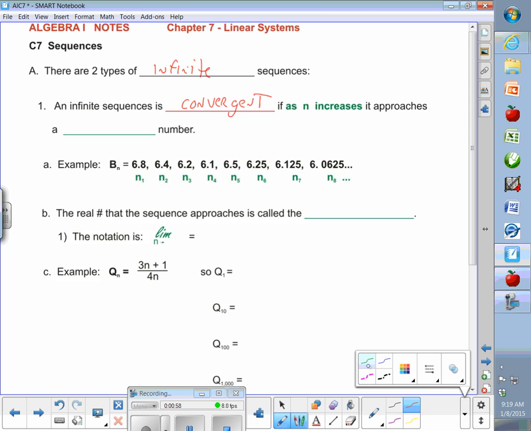Okay, so it's infinite, right? We know what those are. We talked about those already. Infinite sequences are those that have the three dots. They go on forever, right? So how do you know if it's convergent or the other kind?